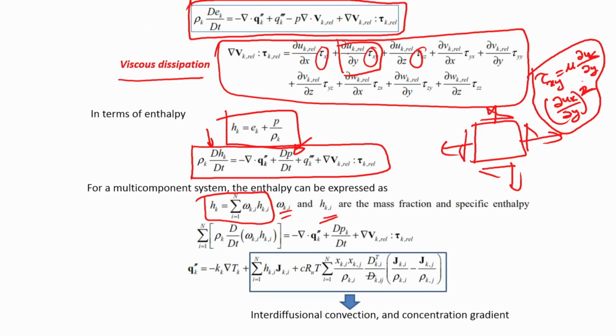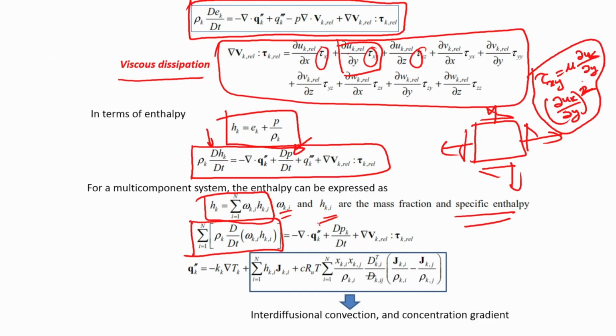So, if the total mass is something like 1, omega k i is basically the mass of the ith component in the kth phase divided by the total mass. So, this is the mass fraction, multiplied by the specific enthalpy of that particular component. So, it will be just the summation. The left hand side will be just the summation of each individual enthalpy component of each individual component, the sum total across all the components over there.